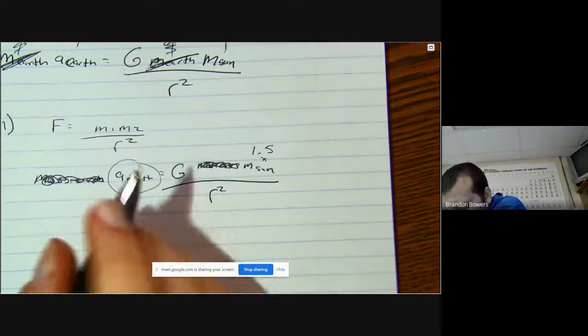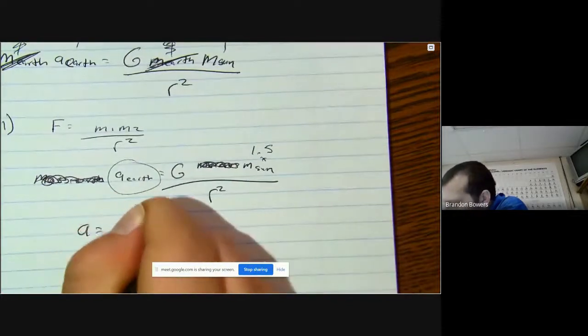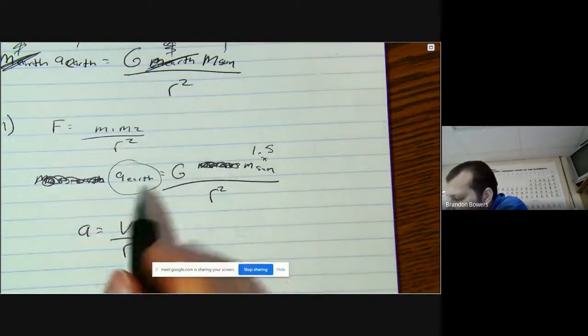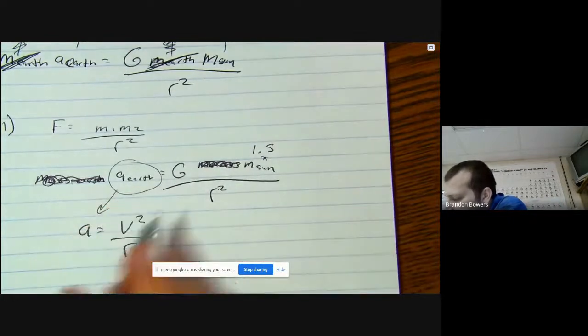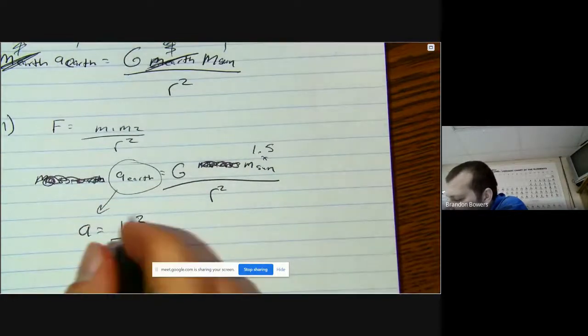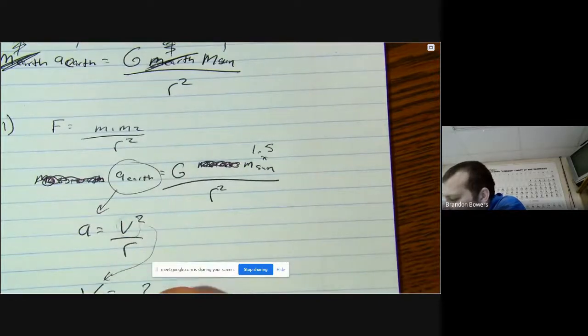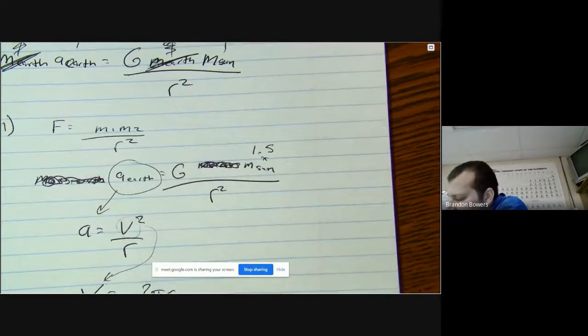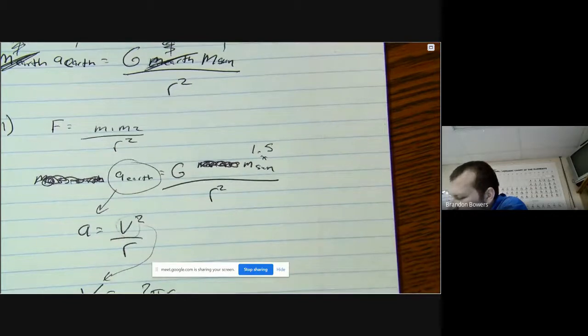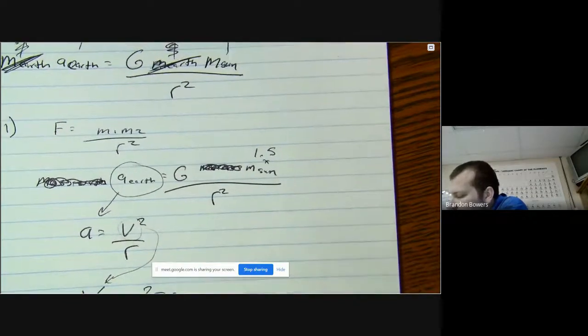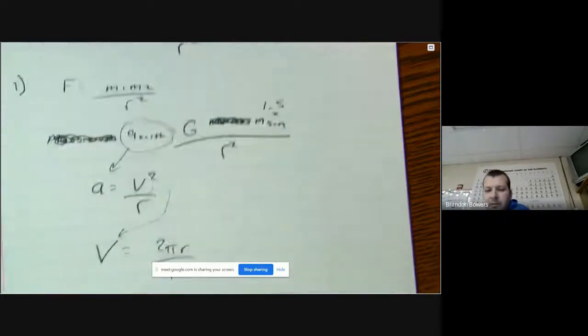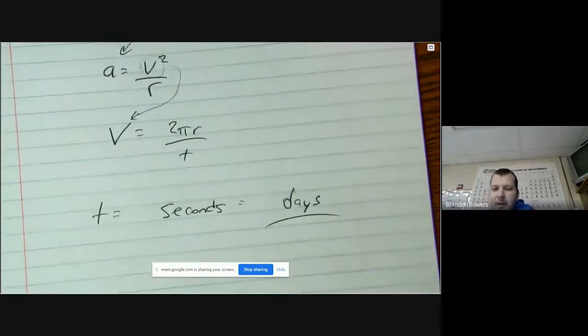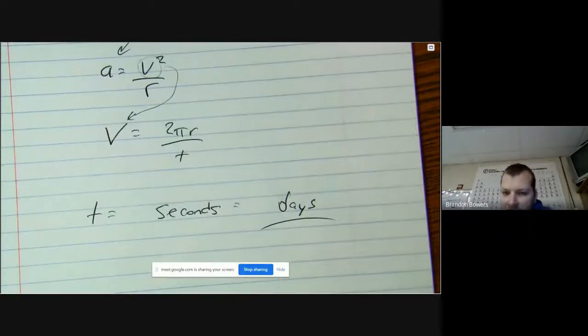Now, my acceleration equation is v squared over r. So plugging this into a, I should be able to solve for v. All right? And then I'm going to plug v into my 2 pi r equation, and that should give us time. Now, time will be in seconds. You will need to convert that into days and see how close you are. Okay. I'm going to scroll down. My bad. All right. So hopefully that makes sense.